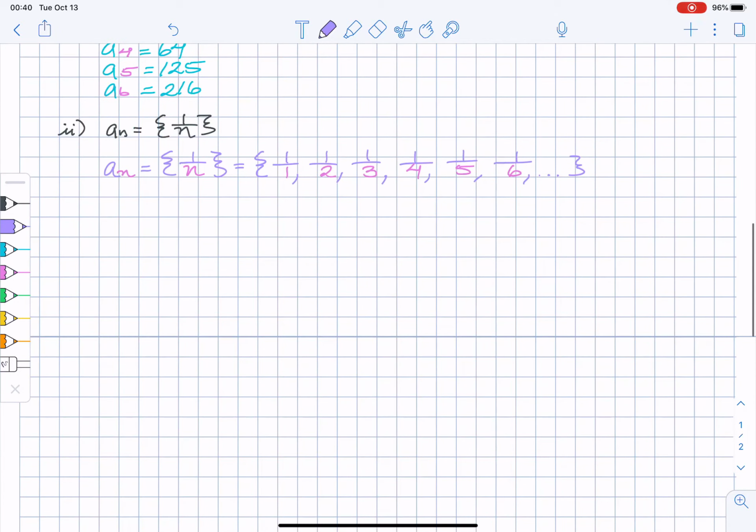So we have that a sub 1 is equal to 1, a sub 2 is equal to 1/2, a sub 3 is equal to 1/3, a sub 4 is equal to 1/4, a sub 5 is equal to 1/5, and last but not least, a sub 6 is equal to 1 over 6.